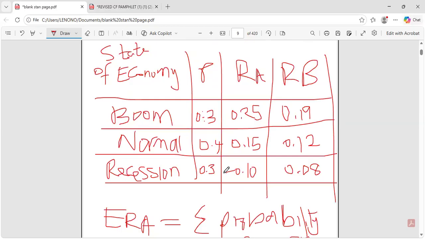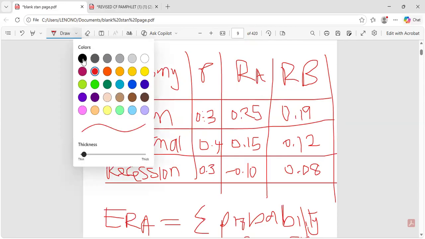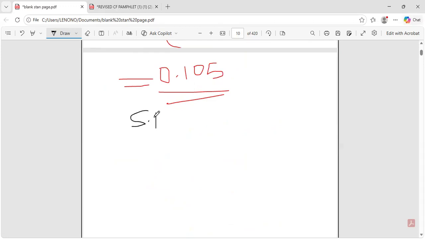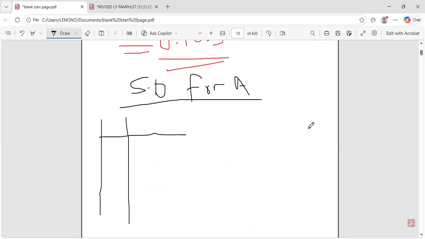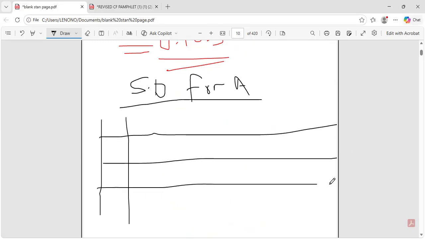Is that clear? Very clear. All right, so now let us find the standard deviation of A. For the SD of A, you just use a table. The first column is for P's. Then you put the return of A minus the expected return of A.